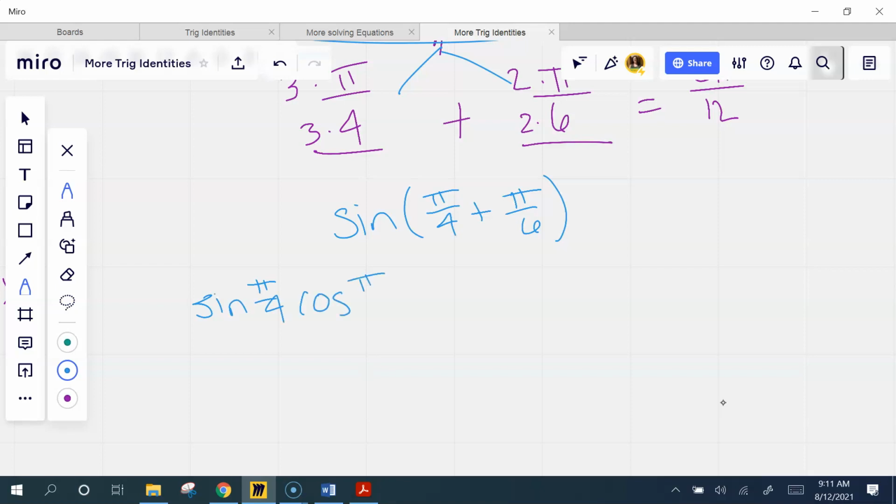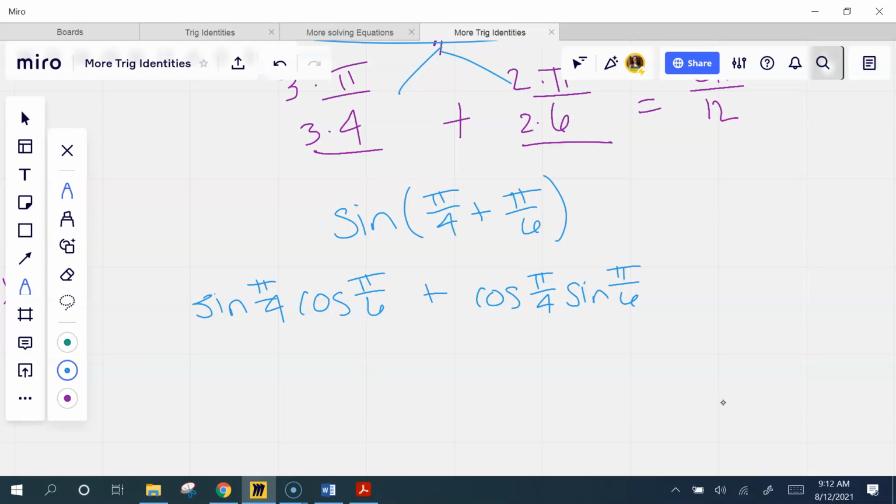So sine pi over 4, sine pi over 6, plus cosine pi over 4, sine pi over 6. Very first one. Oh, well, that's where I messed up. Right? Now this is where, as long as I've got that first quadrant memorized, good to go, right?